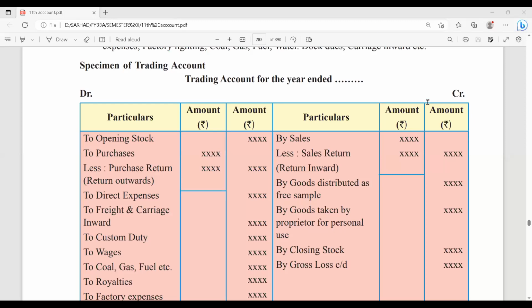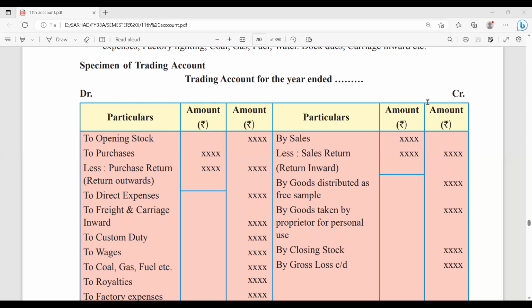So in the final accounts of a proprietary concern, what do we need to prepare? In the question, a trial balance is given and some adjustments are given. We have to post items from the trial balance to the trading account, profit and loss account, and balance sheet. Remember one thing: trial balance items will be posted only once and only at one place.